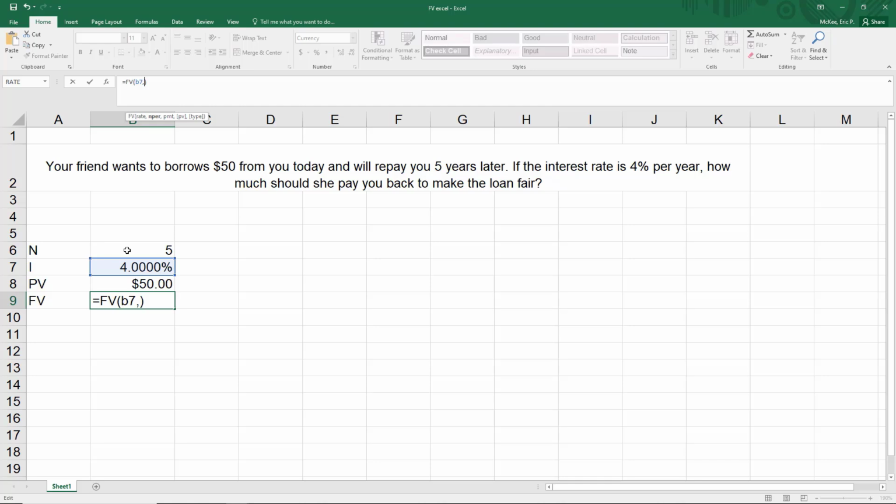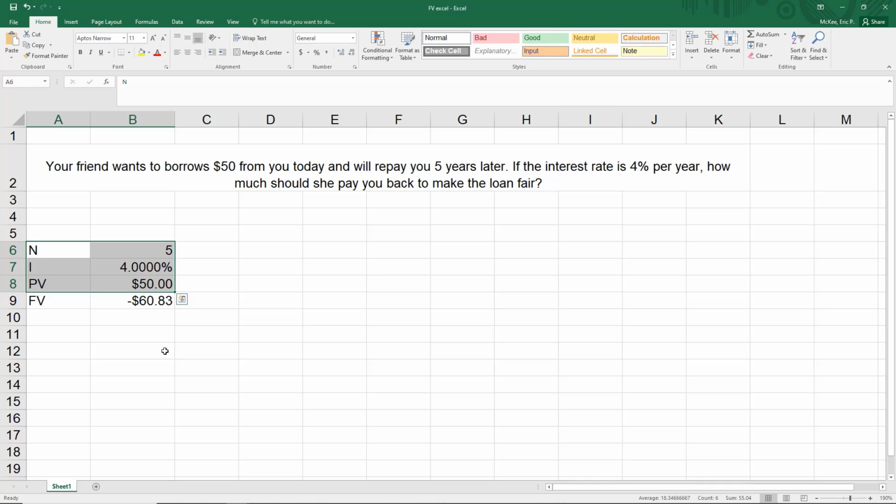And B6 was number of periods. Payment was always going to be 0 here, so we can just not use the cell reference. And B8 was my present value. And as you can see, I still get that same 60.83 as my future value. But the advantage here is I can now change one of these 3 values. Maybe I have a different type of loan, a different question, and then when I make the changes with these 3, my future value will immediately update.